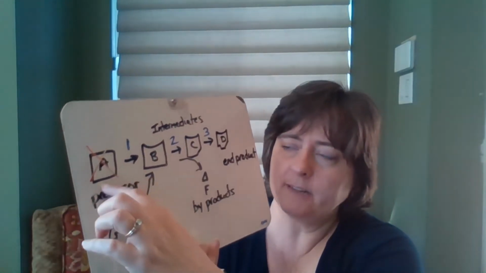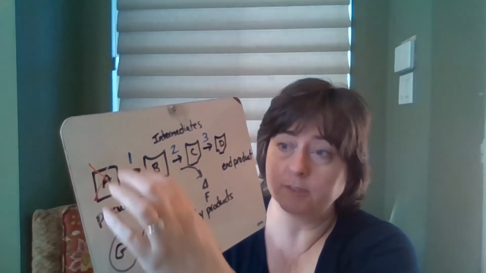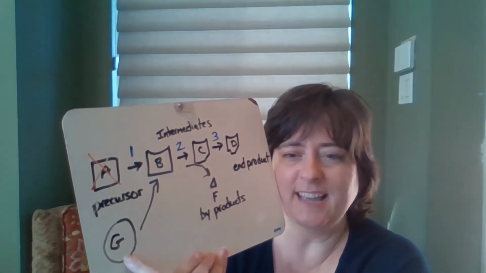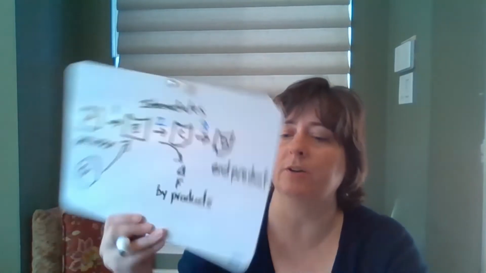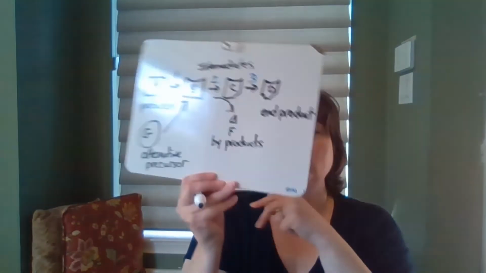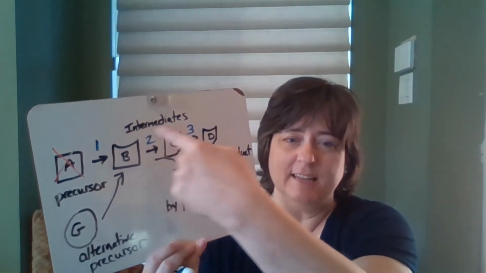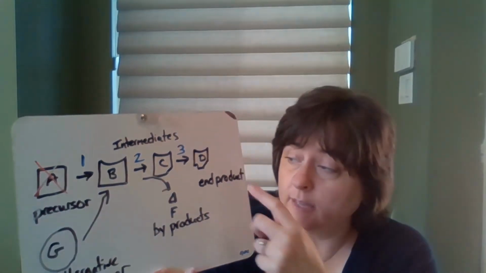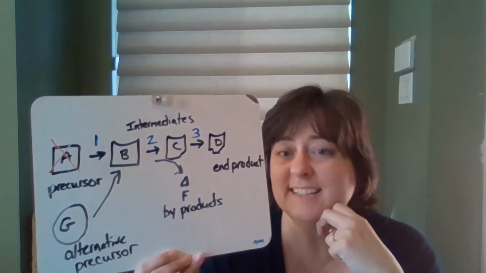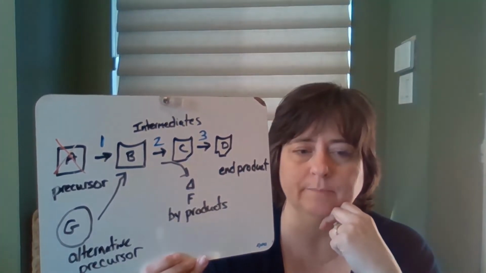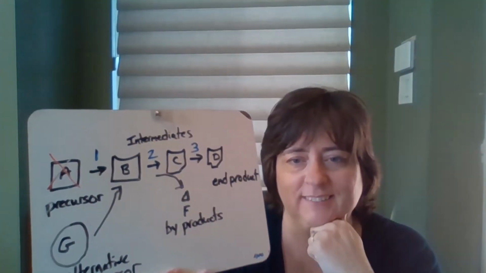So A is not available. Maybe A is glucose. Glucose is no longer available, but if a bacteria cell can take fructose, an alternative precursor, let's write that in there, it can take a different molecule and convert it into B, then crisis averted. We get to live. So G is an example of an alternative precursor that leads into our metabolic pathway and keeps us alive, keeps us producing end products. So you'll see that as we go through and talk about metabolism. Okay, hey, how does G get to B?